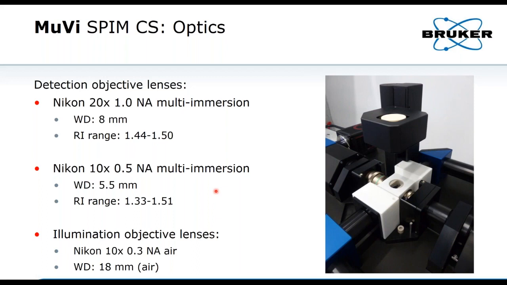For illumination, we take air lenses, so they don't have to dip into the chamber. And we usually suggest to do single-sided illumination to be able to image also larger objects.